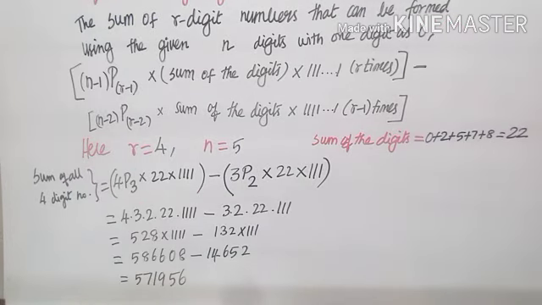4P3, 4 into 3 into 2, 22, 4 ones. 3P2, 3 into 2, 22, 3 ones. Multiply, subtract and you get 571956. That is the answer.